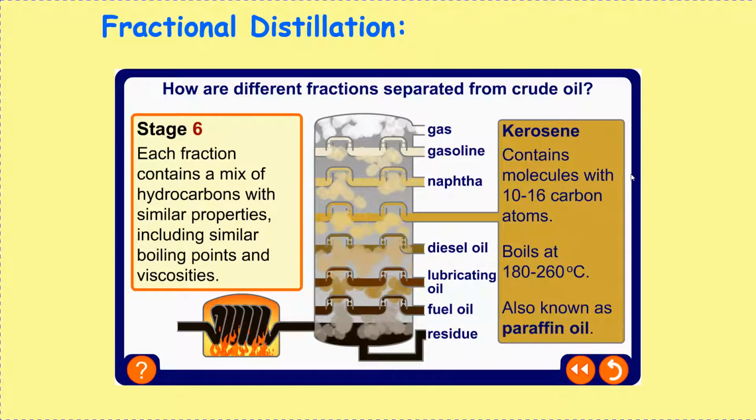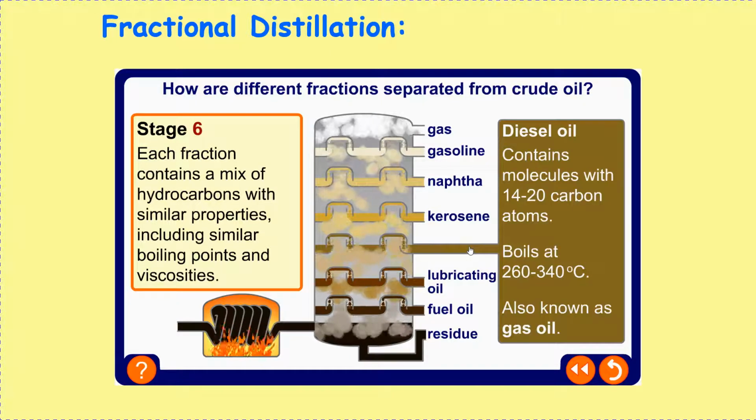Now kerosene, this is airplane fuel, or like it says there, it's also known as paraffin oil. This time it's got from 10 to 16. So again, the chain is getting longer and it boils at a higher temperature. So it has to be closer to the bottom.